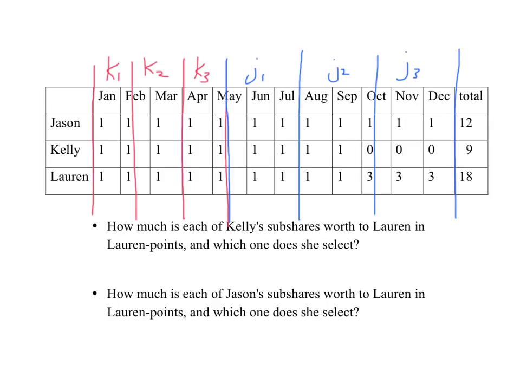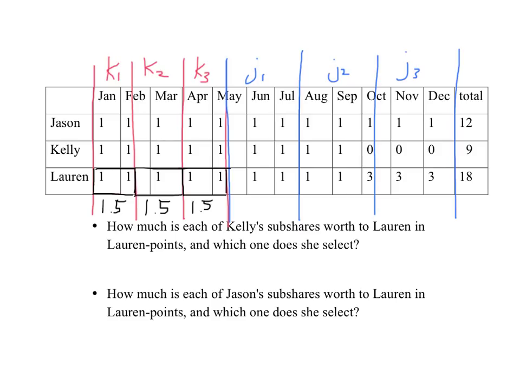First, Lauren looks at Kelly's 3 subshares and sees that each one is worth 1.5 Lauren points from Lauren's point of view. Okay, so Lauren looks only at her point scheme when she makes this evaluation, but she has to respect where Kelly has drawn the boundary lines. Which one does she select? Well, Lauren values each of these equally, so it doesn't really matter which one she selects. So let's hold off deciding on this until we see which one of Jason's subshares she's actually going to select.